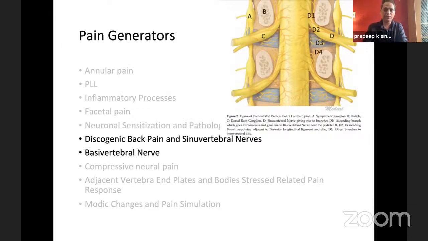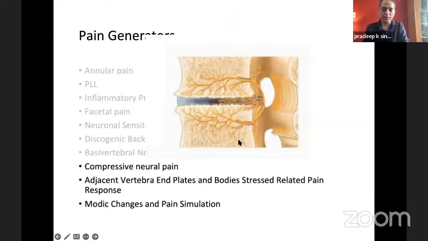I was talking about how discogenic pain could be due to the sinovertebral nerve, which would give you pain from the PLL, the annulus, or the facet. Likewise, the basivertebral nerve. This is very important in chronic pathologies where there are Modic changes or chronic end plate changes. On microscopic anatomy, there would be neural development all along the pathology through the Modic changes, and that could be the source of pain.